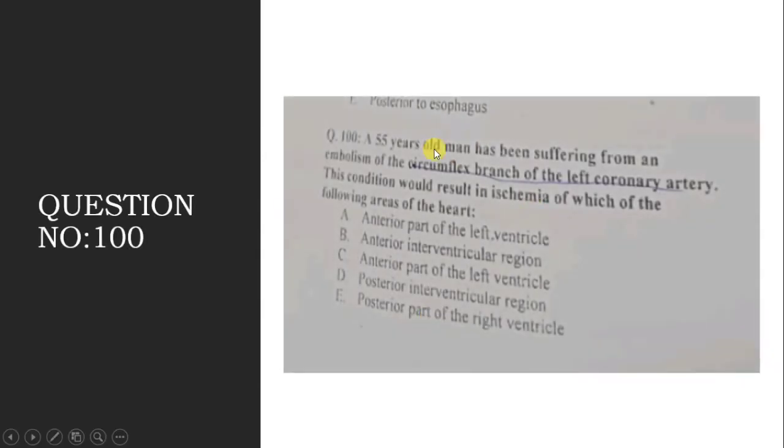Question number 100, which is the last in this file. A 55-year-old male has been suffering from an embolism of the circumflex branch of the left coronary artery. This condition would result in ischemia of which of the following areas of the heart? When there is a blockage in the circumflex branch of the left coronary artery, the major part of the heart deprived of oxygen is going to be the anterior part of the left ventricle. The anterior part of the left ventricle is supplied by the left coronary artery, more specifically the circumflex branch. So blockage of this artery can lead to ischemia of the anterior part of the left ventricle.